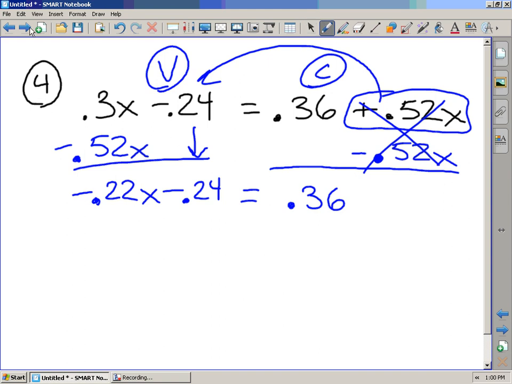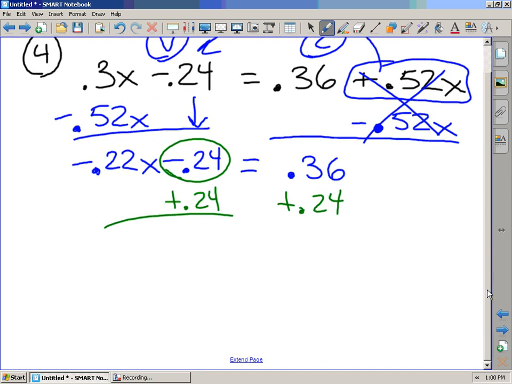Now we need to move this constant, this subtraction of 0.24, to the right side. So we're going to add 0.24. You always use your inverse operation to move it. On the left side, 0.24 minus 0.24 equals 0, so we're left with negative 0.22x. And on the right side, we take 0.36, and we add 0.24, and you get a total of 0.6 or 6/10.